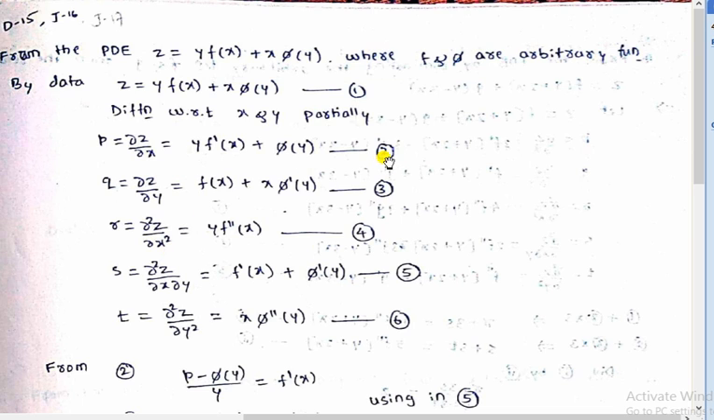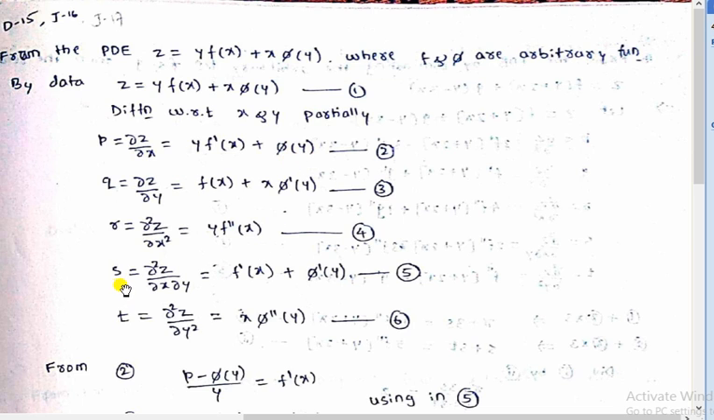Then find dou square z by dou x square. It means we have to differentiate equation number 2 again with respect to x. This is dou square z by dou x square, denoted as r. So differentiation of 2 with respect to x: y into the differentiation of f dash of x becomes f double dash of x, plus the differentiation of phi of y is 0 because it does not contain any x term.